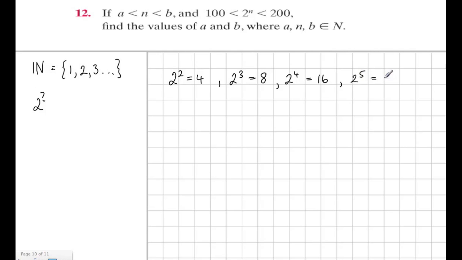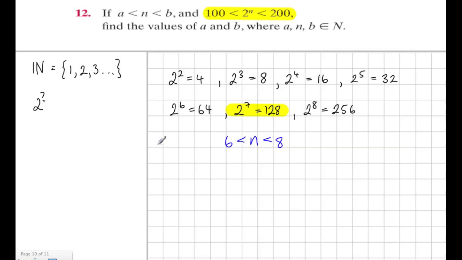2 to the power of 5 would be 32. 2 to the power of 6 is 64. 2 to the power of 7 is 128. And 2 to the power of 8 is 256. And we see this is a number bigger than 200, so we can stop here. We're looking between numbers. Which of these is between 100 and 200? And we see it's 2 to the power of 7, or 128. So we're really asking what whole numbers 7 is between, and we see it's between 6 and 8. So the answer is n is between 6 and 8.